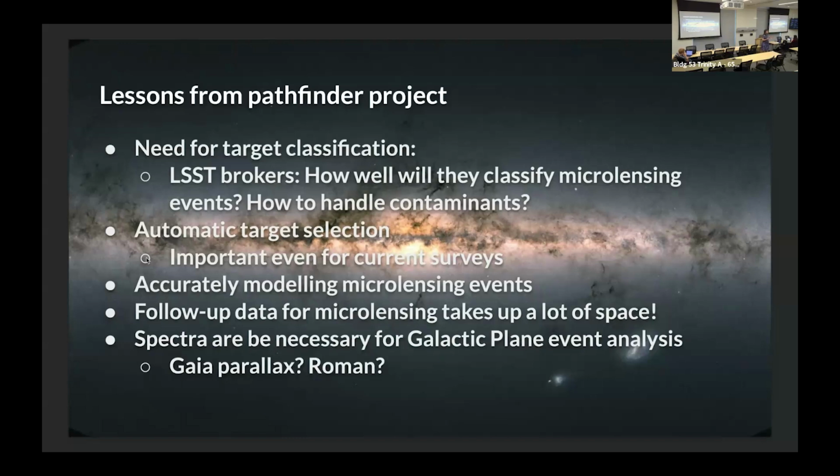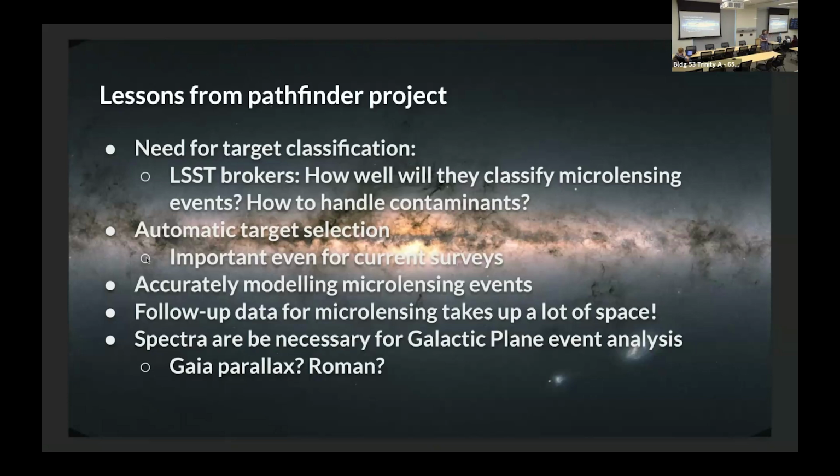answered and understood. Another thing that we already have noticed is extremely important, which is the automatic target selection and observation submission. Even with the current surveys, we cannot handle the workload which is necessary for that. Additionally, we need to accurately model our microlensing events because we are using the current information and best fitting models for target prioritization, so it has to go in a constant loop.